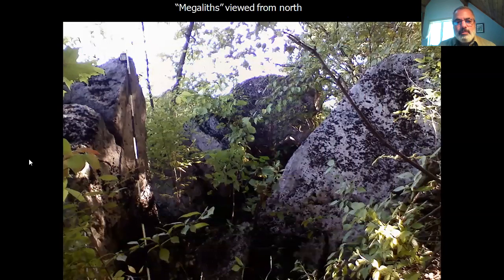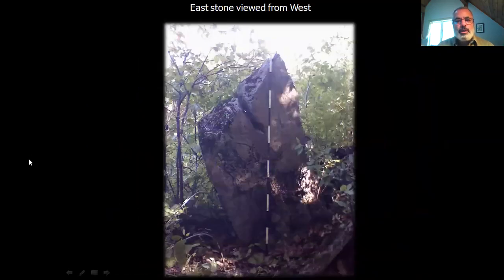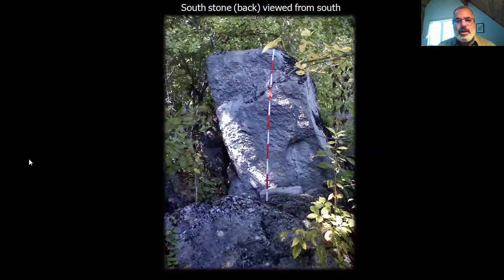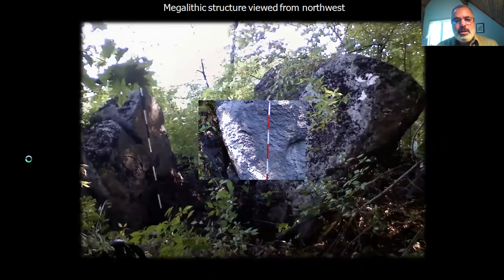At that location, we find these three large limestone uprights oriented in this fashion. We have an east stone, a west stone, and a south stone, and between them a shorter pointer stone. We'll look at each one of them. This is the east stone viewed from the west, the west stone as viewed from the north, and this is the back of the south stone as viewed from the south. The reason we took the back side is because the other side was covered with vegetation and just wasn't a good shot, so this is the better aspect.